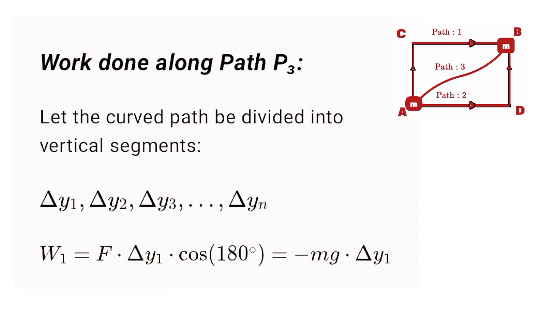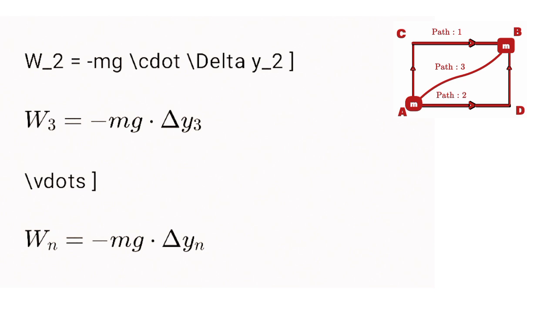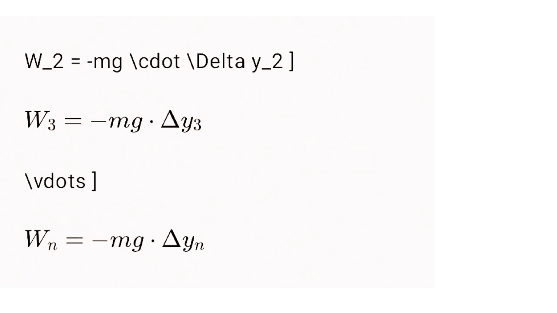Equation 2. Work done along path P3. Divide the curved path into vertical segments named delta y1, delta y2, delta yn. Work in the first segment, W segment 1, equals minus mg times delta y1. Work in the second segment, W segment 2, equals minus mg times delta y2. Work in the third segment at the end of vertical height h, W segment 3, equals minus mgh. Equation 3. And so on up to W segment n equals minus mg times delta yn.